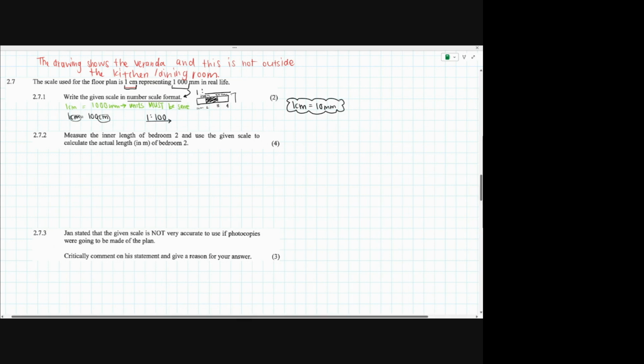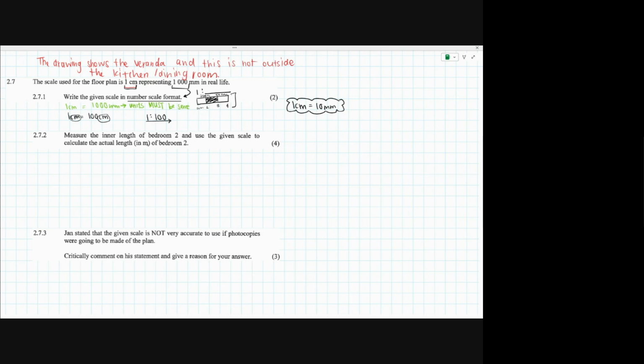As you can see for a bar scale, they don't. I've got 1 centimeter at the bottom and meters at the top. I don't care if the units are the same or not because you're measuring blocks. But when it comes to number scale, they must be the same in order for you to be able to correctly use your scale.